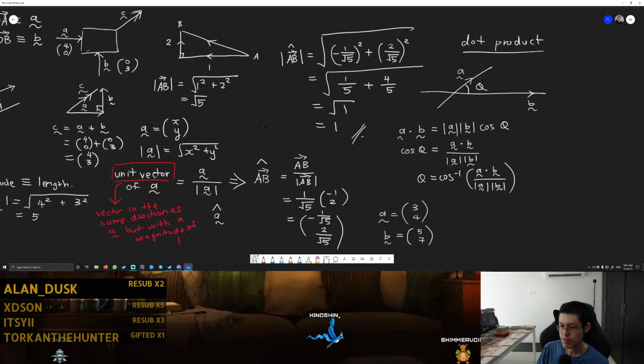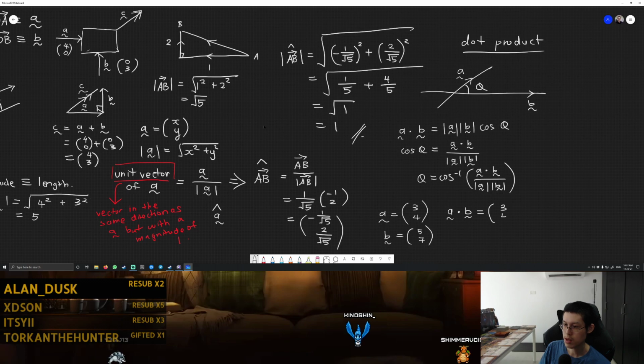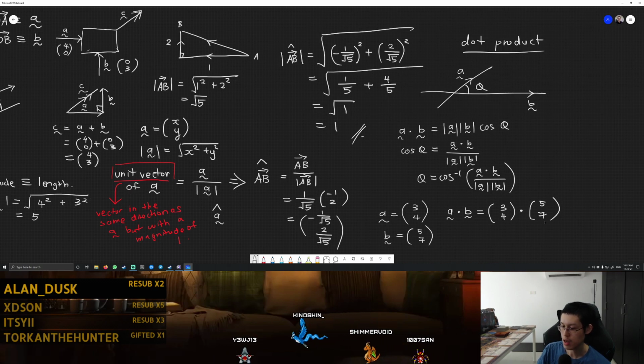So if you have A dot B, the way you do that is you put them together like this, and then you take 3 times 5 plus 4 times 7.